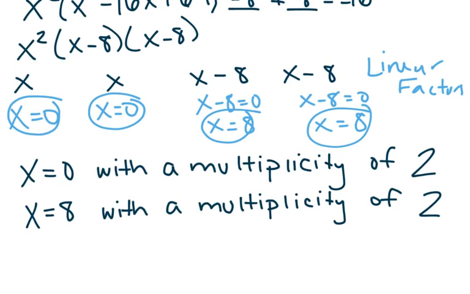So x equals 0 with a multiplicity of 2, because you can count 1, 2 times it occurs. X equals 8 with a multiplicity of 2, because you can count 1, 2 times it occurs. So that's why you get that weird looking graph. It looks kind of like a W. It's going to bounce off those zeros because the multiplicities are even.